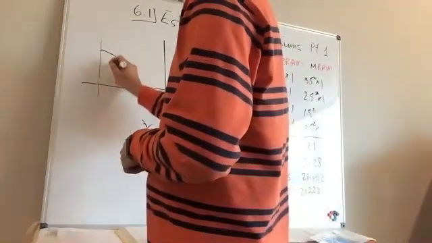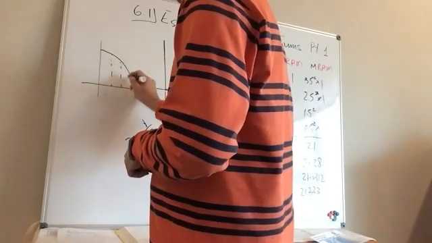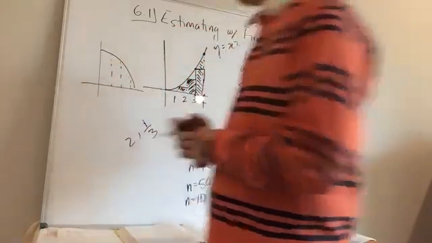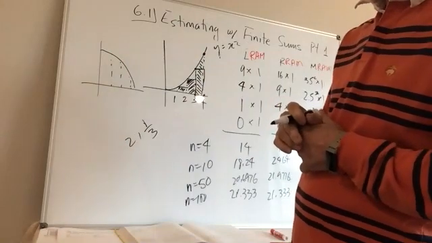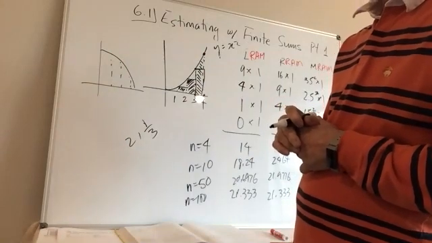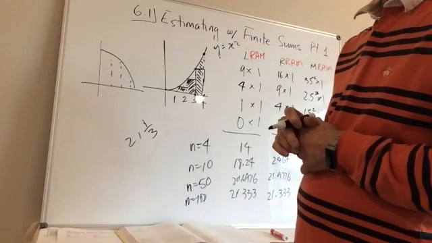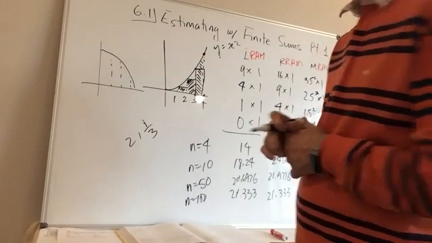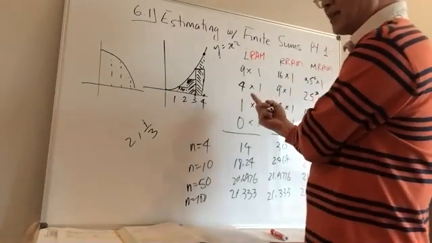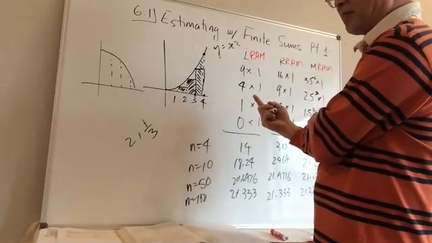Now, if I do the subintervals like I was doing before, if I do the RRAM, am I doing an underestimate or an overestimate? Under. I would underestimate, right? So it'd be the complete opposite here, correct?